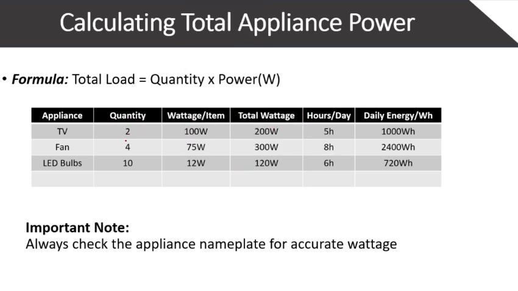So when you multiply these televisions, which is 2 times 100 watts, it will give us 200 watts. For the fans, we have 4 fans. Multiply this 4 times 75 watts to give us 300 watts. For the LED bulbs, we have 10 LED bulbs, and each of these LED bulbs is 12 watts. So when you multiply this 10 times 12 watts, it will give us 120 watts.